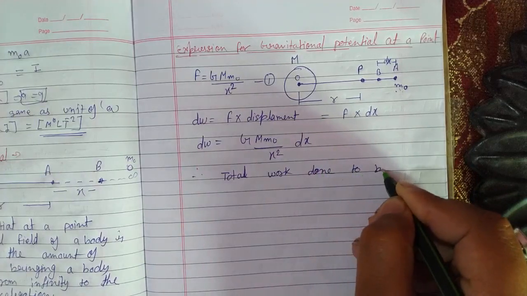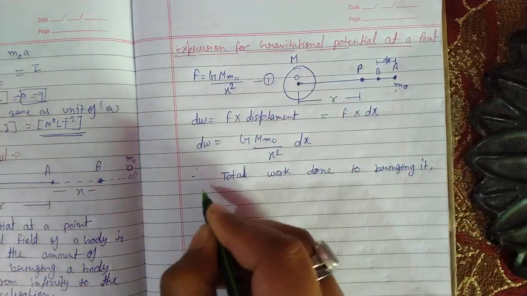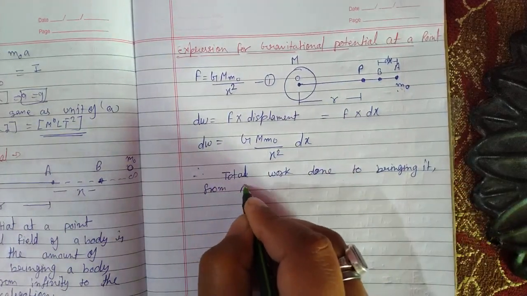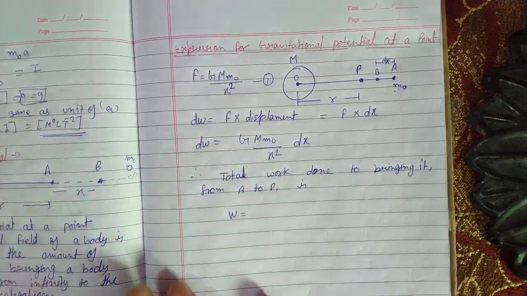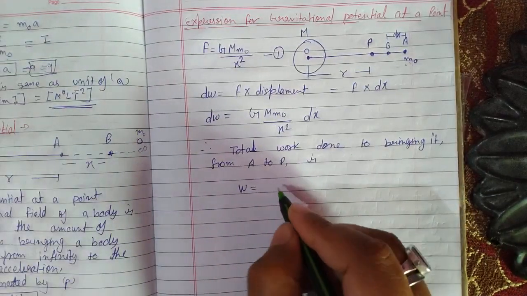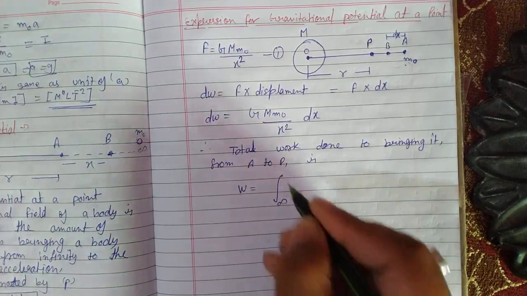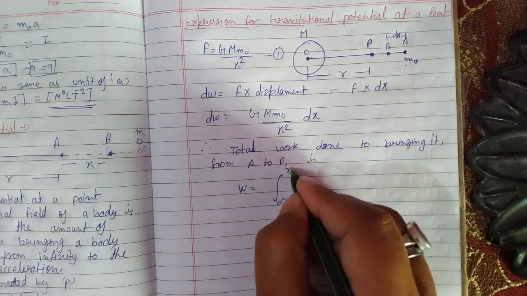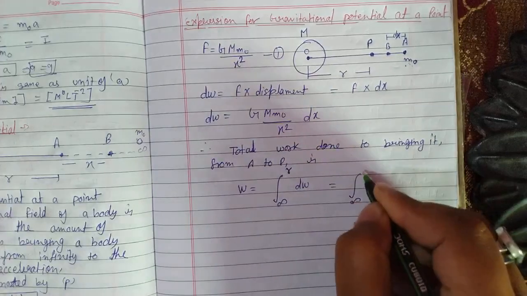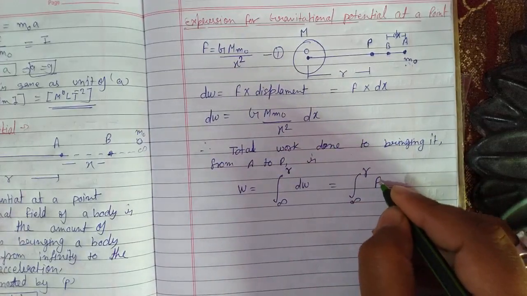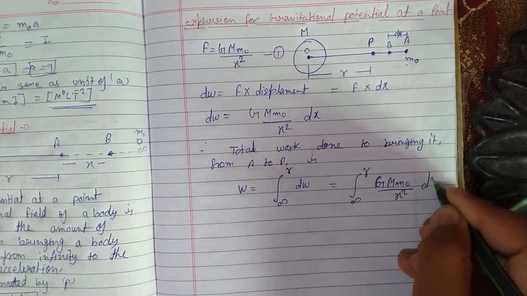in bringing it from A to P is W, which is equal to the integration from infinity to distance r of dW, that is, infinity to r of G m m0 upon x square dx.